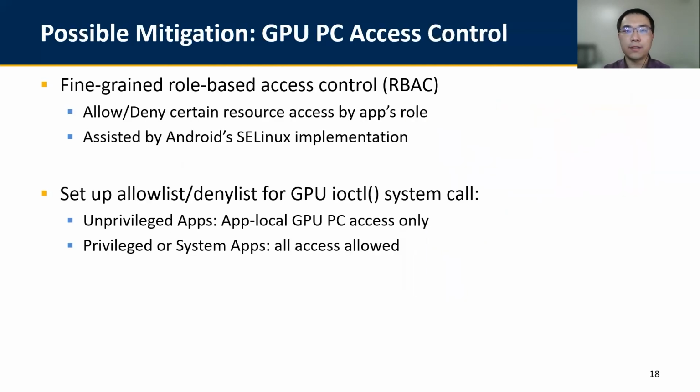In this paper, we also discussed several possibilities to mitigate this attack. The most viable mitigation would be enforcing GPU PC access control. With the help of Android's SE-Linux framework, the Android OS may allow or deny fine-grained access to certain system resources by the requester's role, such as unprivileged apps, system apps, etc. This is called role-based access control, or RBAC. One possible approach is to filter IOCTL system calls and deny access of unprivileged apps to the global GPU PCs and allow access for privileged apps and system processes.